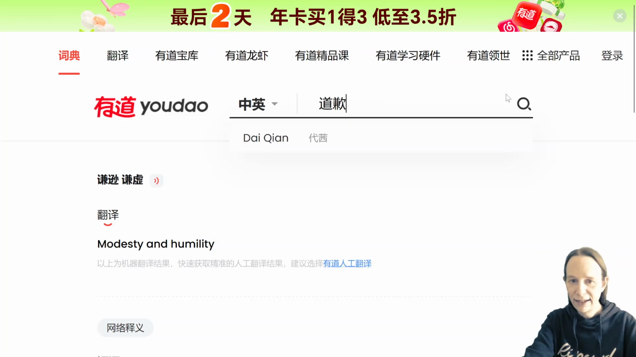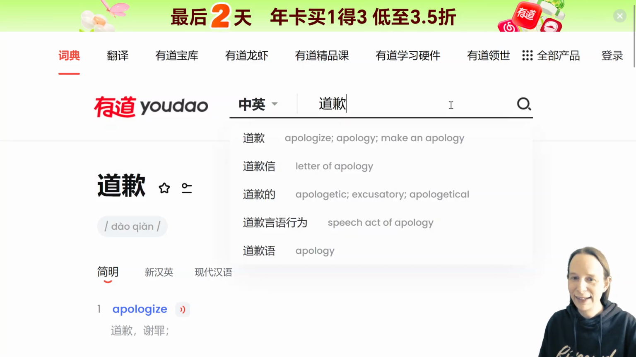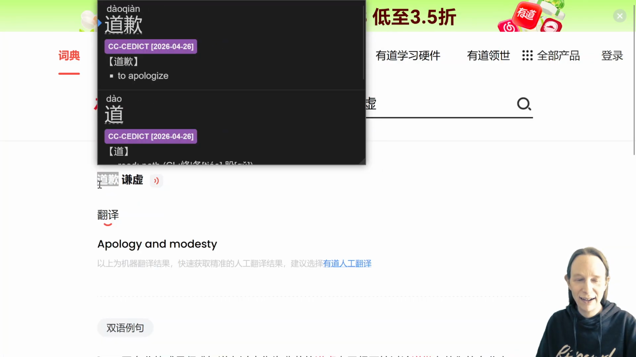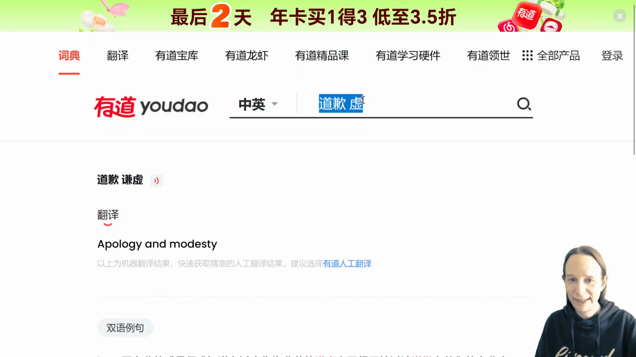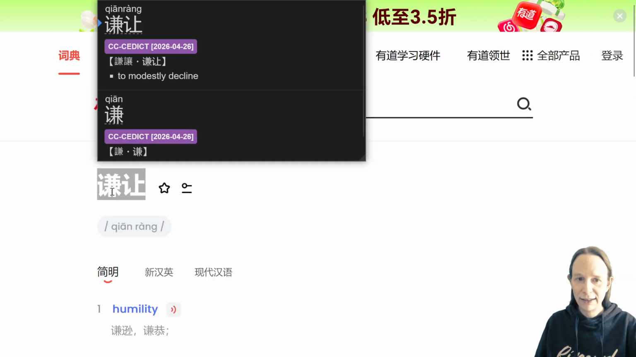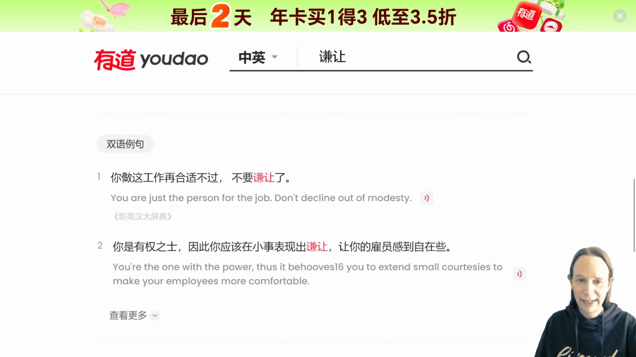So 道歉. So this is to say modest, I guess. Hold on, is it the same one? It's not the same one. Oh. Oh, okay. So what is this? 谦. All right, let's look it up. All right. 谦 only has one definition, and it is modesty, which we've already seen. 谦虚 and 谦逊. 谦让, what is 谦让? To modestly decline. 让. All right. 不要谦让. Don't decline out of modesty.